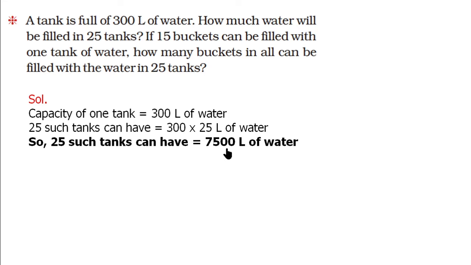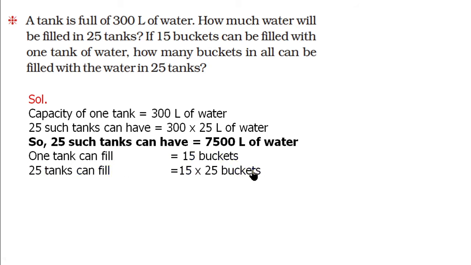Okay, now the second question is, if 15 buckets can be filled with one tank, one tank can fill 15 buckets, so 25 tanks can fill 15 into 25 buckets, so that is 375 buckets. Okay, 25 tanks can fill 375 buckets of water.